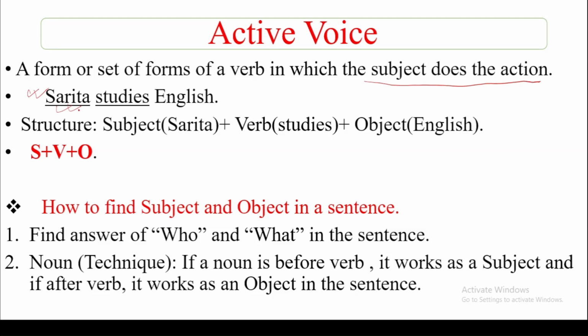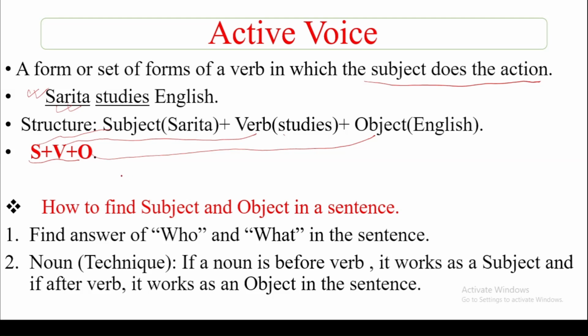The structure of active statement is SVO. It means S means subject, V means verb, and O means object. So in the sentence, Sarita is the subject, studies is the verb, and English is the object here. So the structure of active statement is very simple, SVO.